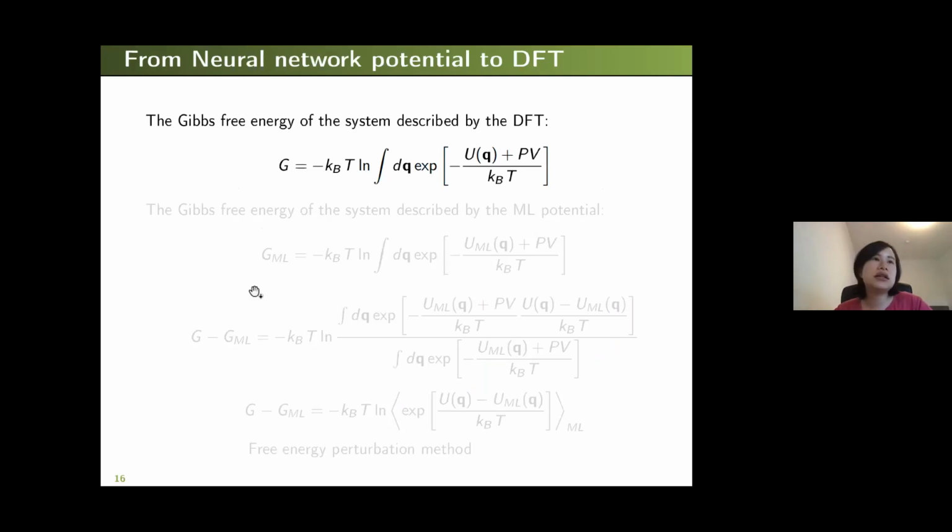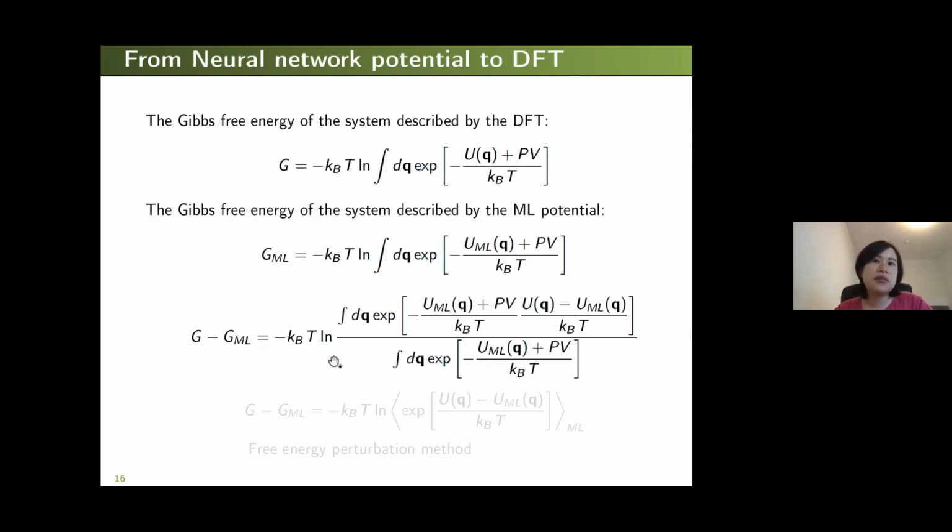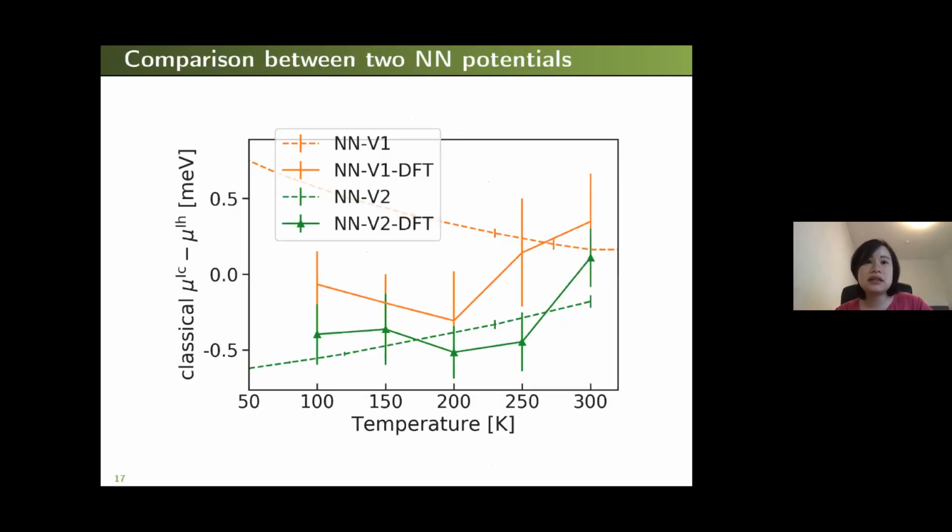Now, it turns out this can be done using the so-called free energy perturbation method. I will not go deeply into the math, but basically, if we write the Gibbs free energy of the two systems described by the DFT and described by the machine learning potential, you can work out the difference. And then here's the estimator to correct for this difference, to correct for the residual error of the machine learning potential when it comes to predicting the free energy. So we add this correction term on top, and you see now we are getting statistically converged results using two different fits of the machine learning potential.